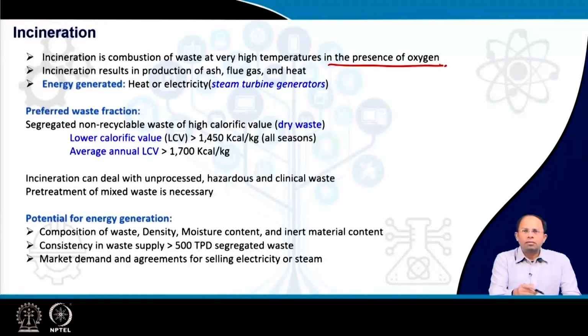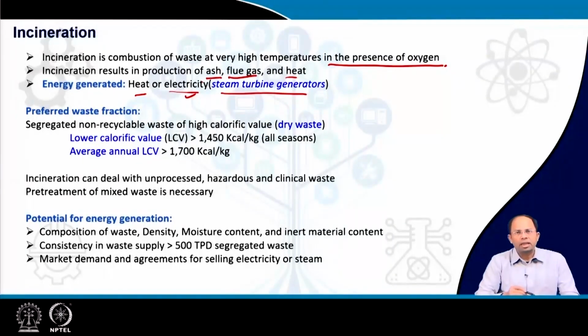The process of incineration of municipal solid waste results in production of ash, flue gases and heat. These are the three primary outputs of the incineration process. The heat that is generated could either be used directly, for boiling and heating purposes, or we can use it in steam turbine generators and produce electricity. That is how we can produce energy from the incineration process.